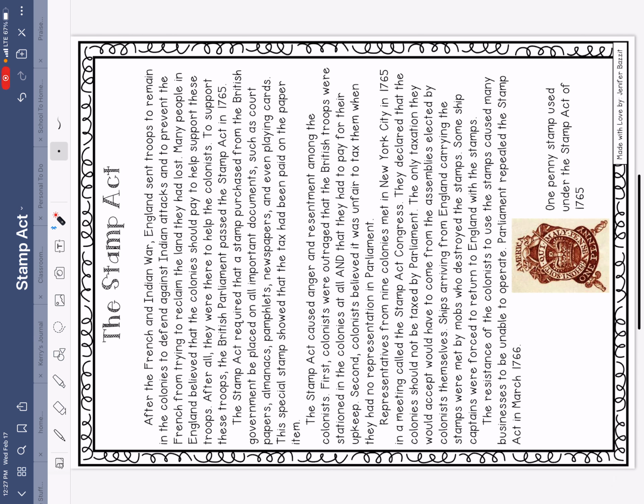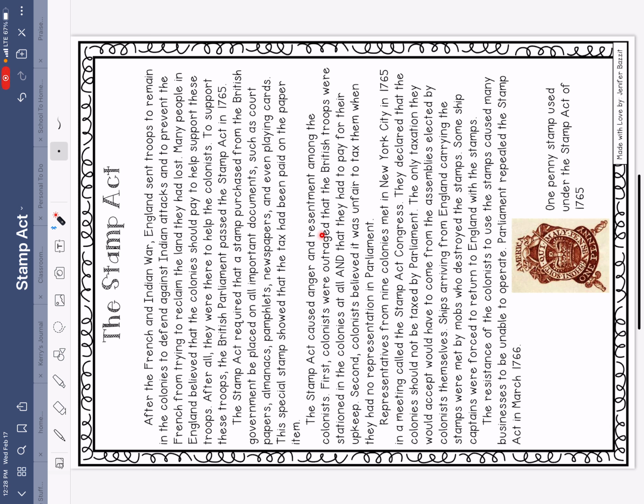The Stamp Act. After the French and Indian War, England sent troops to remain in the colonies to defend against Indian attacks and to prevent the French from trying to reclaim the land that they had lost. Many people in England believed that the colonies should pay to help support these troops. After all, they were there to help the colonists. To support these troops, the British Parliament passed the Stamp Act in 1765. The Stamp Act required that a stamp purchased from the British government be placed on all important documents such as court papers, almanacs, pamphlets, newspapers, and even playing cards. Can you believe that? The special stamp showed that the tax had been paid on the paper item.